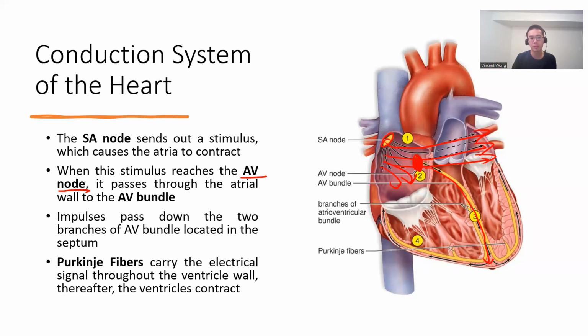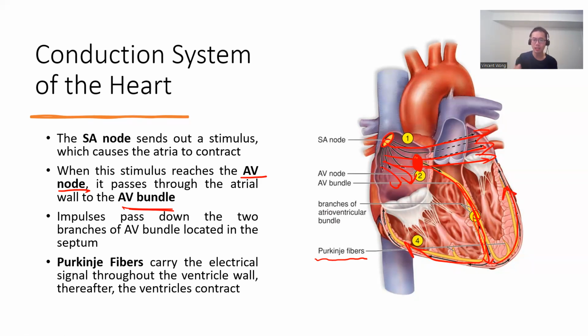special conducting fibers called the AV bundle. Right? And the AV bundle is in the septum. Okay, it goes down, and then finally it comes up on the side. Right? And these are called the Purkinje fibers. Right? So now when the signal gets down here, it will cause the ventricles to squeeze.